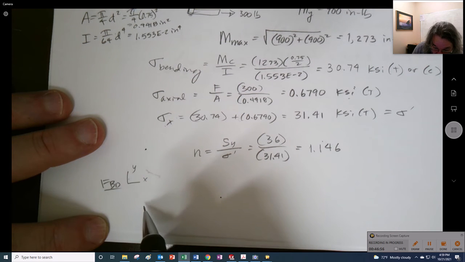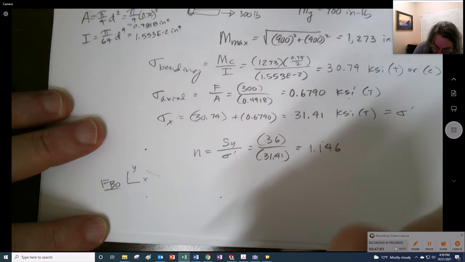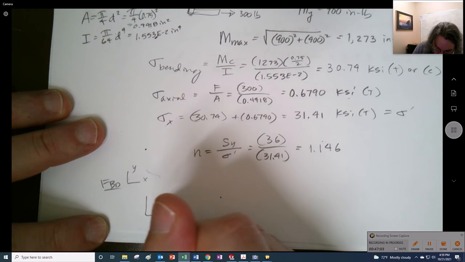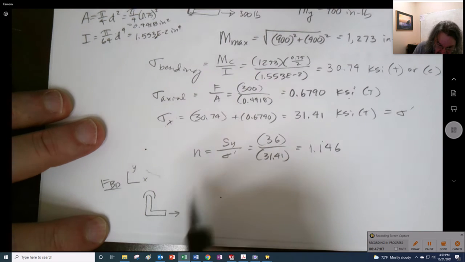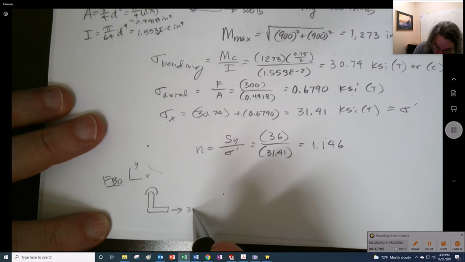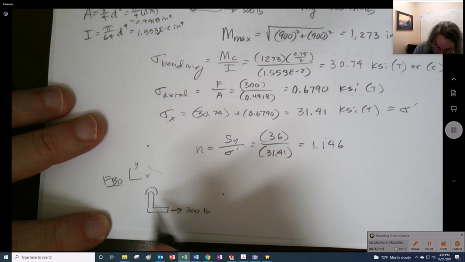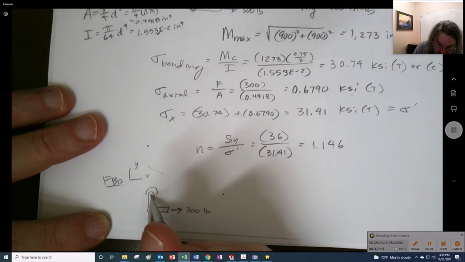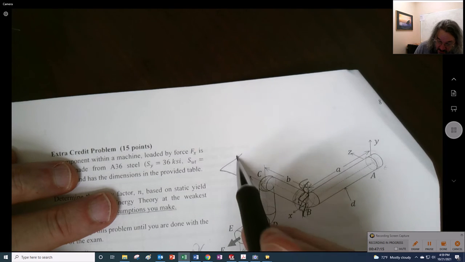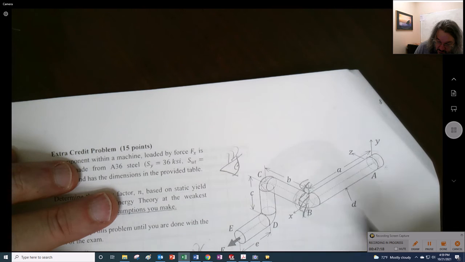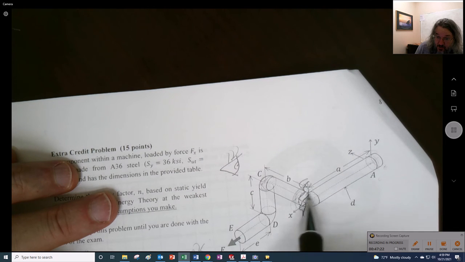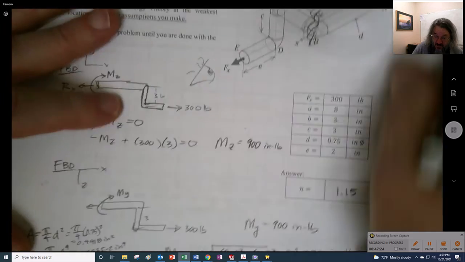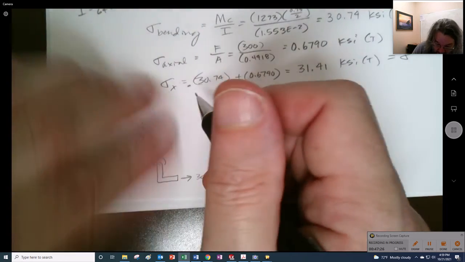And so looking at the thing, it comes down in here, but it's right here, right? So it's got this force, the 300 pounds, onto the thing. But now, because we're looking from this direction right there, we're going to see torsion about this, in this direction right here.